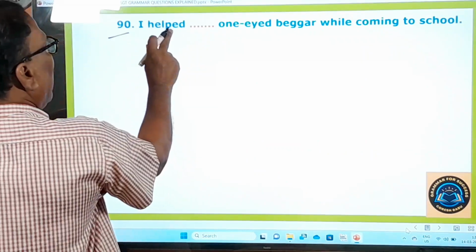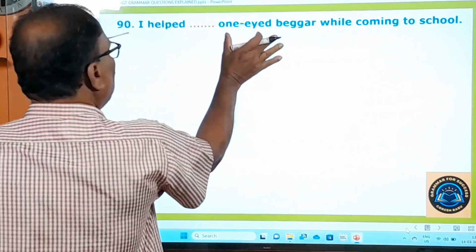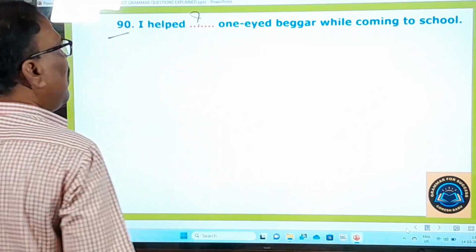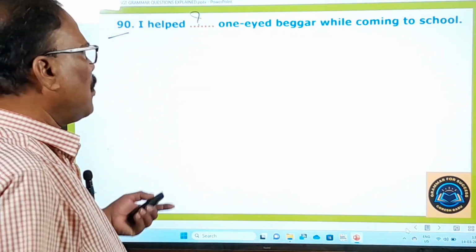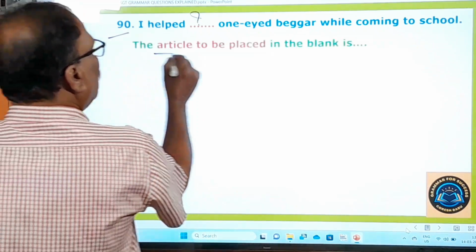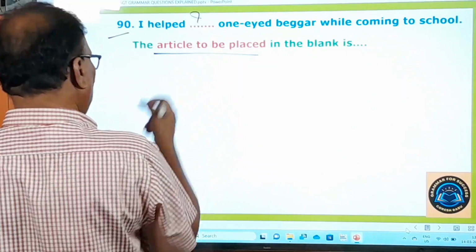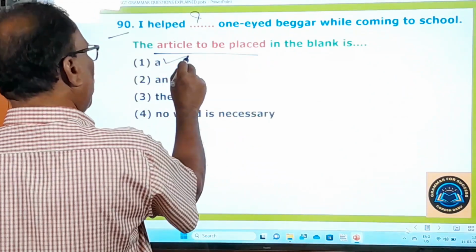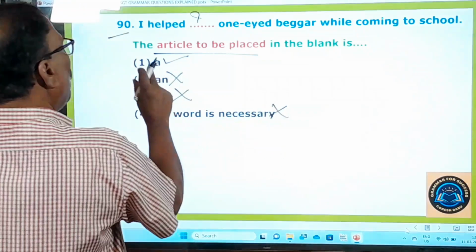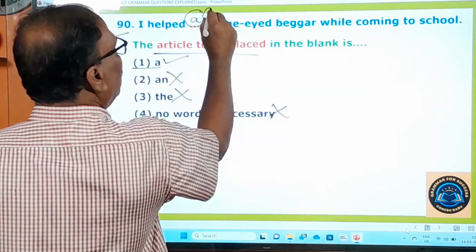90th question. I help a one-eyed beggar while coming to school. This is the sentence, and a blank is given in it. The examiner must be asking you to fill in this blank with a suitable article. So what are the options given here? A, absolutely correct. B, no word is necessary, wrong. So only A should be used here in this blank, because this word is beginning with what?